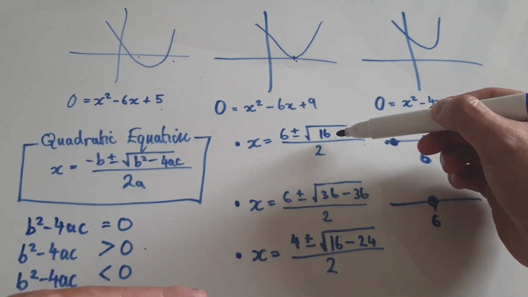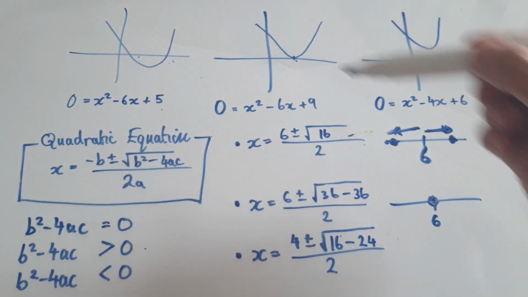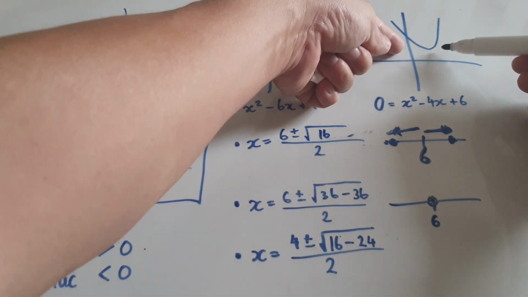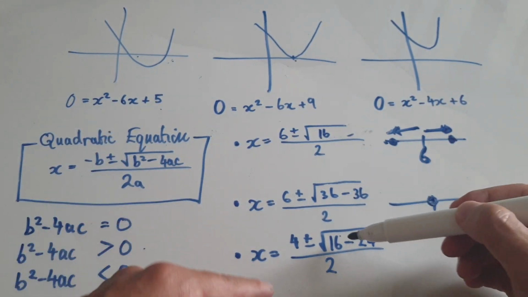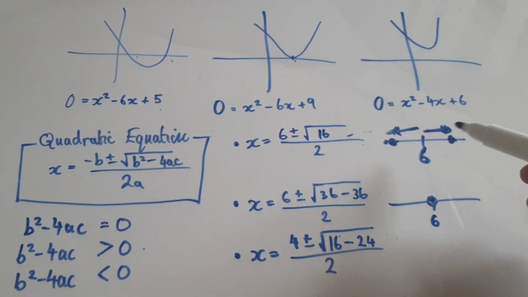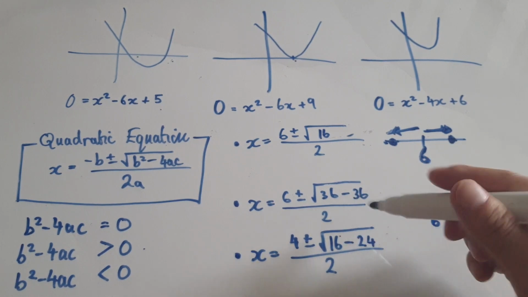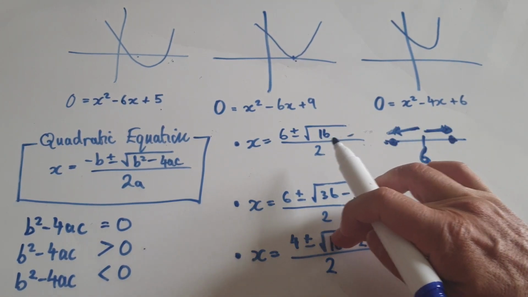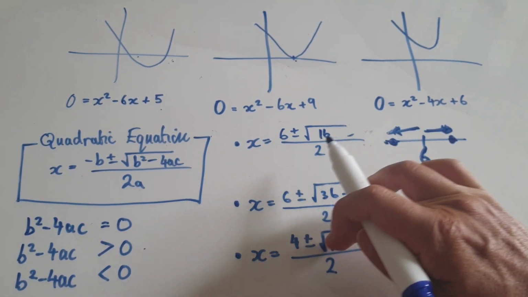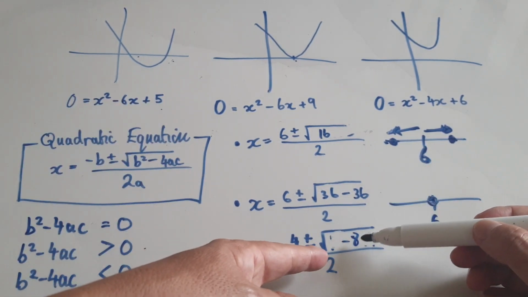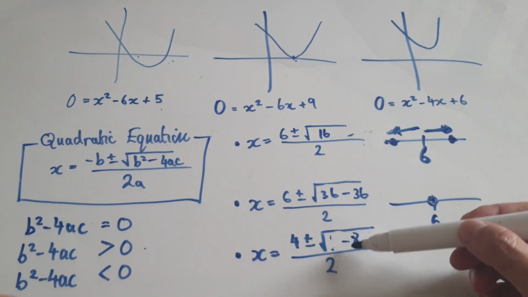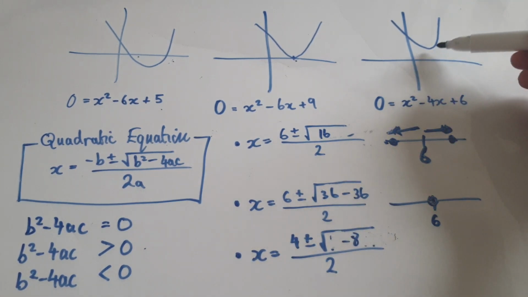This thing here will lead to two solutions. Now, look at this case, there's no solution. So put it into here, it will give you this. Now look at the determinant. This here would be -8. 16 take away 24 would be -8. Now, what is the square root of -8? As far as you're concerned, you can't really square root a negative number. So in this case, you've got no solution.